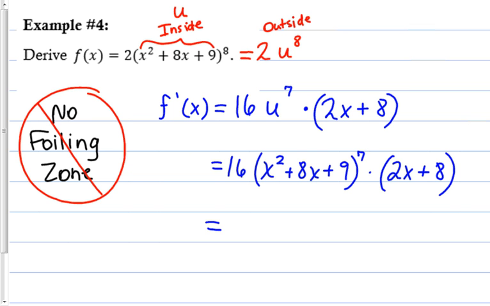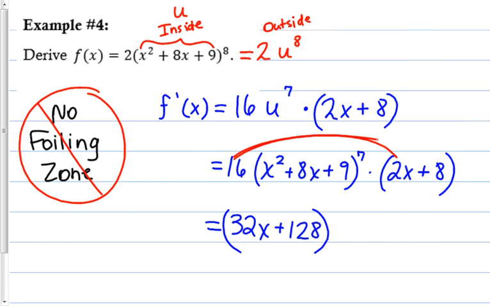So 16 times 2x is 32x, and then 16 times 8 is 128. That's just me multiplying this with that and this with that, and that's as far as I would make you go. The rest stays the same. It's still a horrifically big equation if I figure out what that is to the 7th power, but that's it: the derivative of the outside times the derivative of the inside. That is the chain rule.